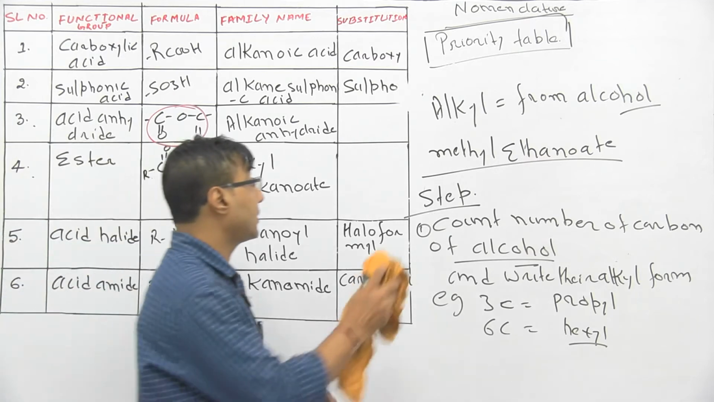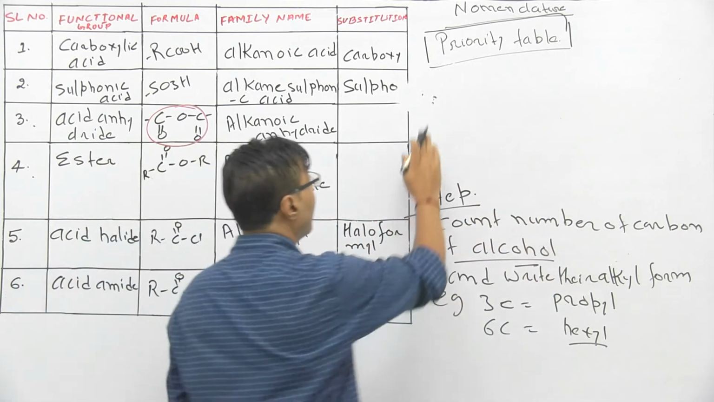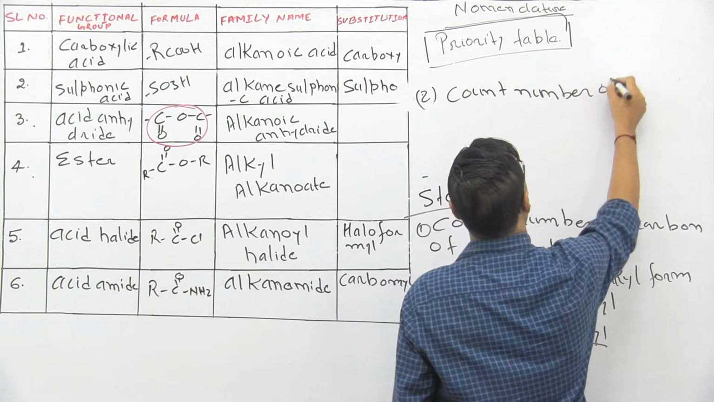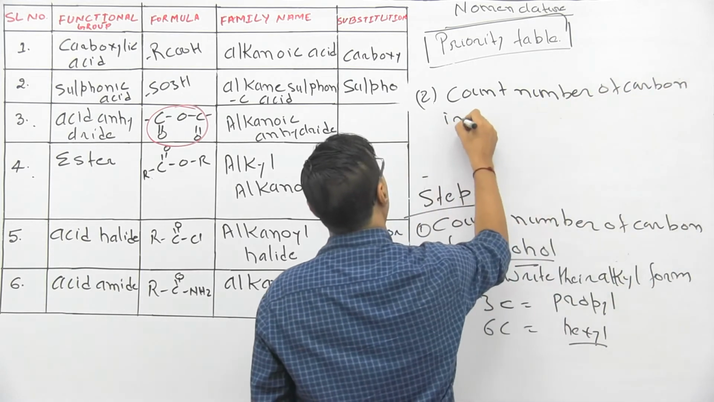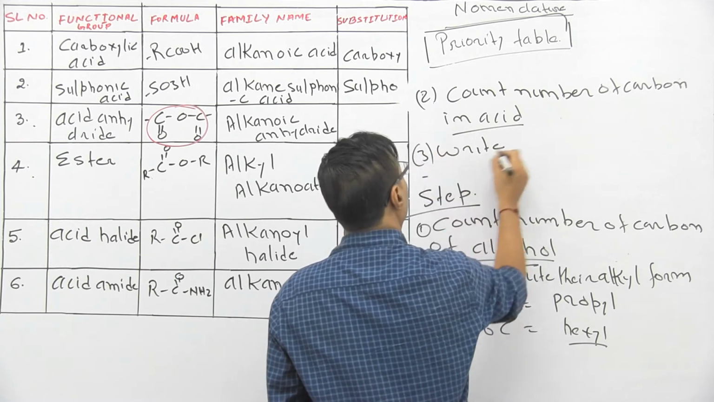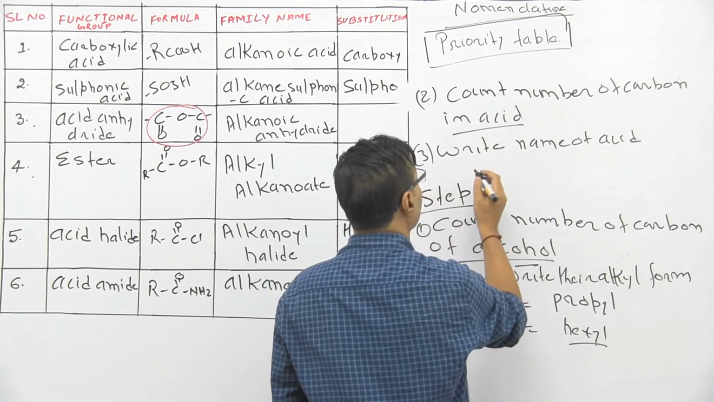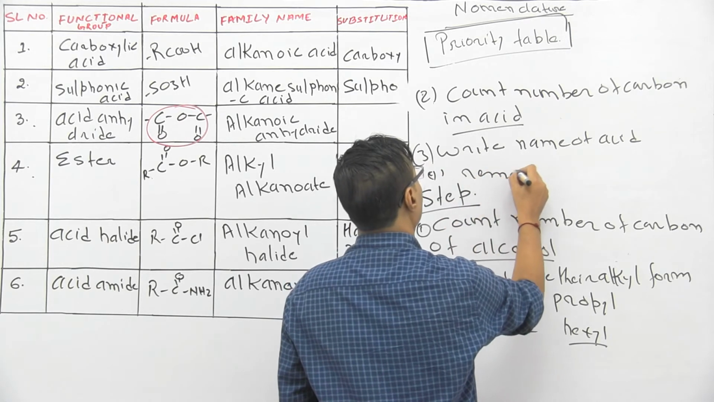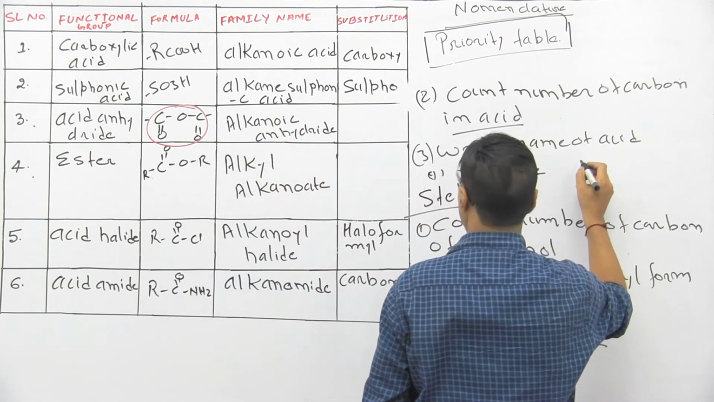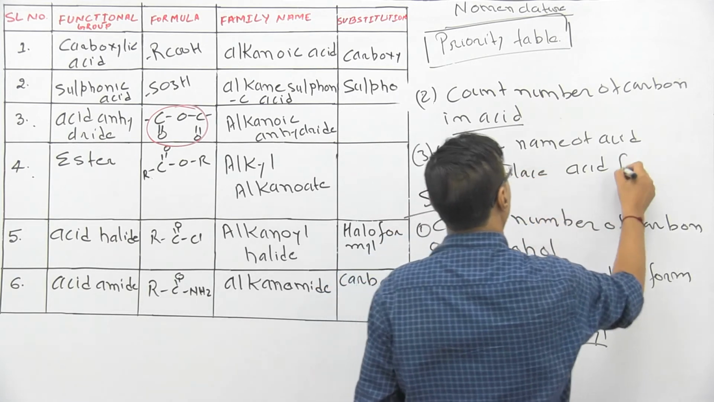In the second step, count the number of carbon in acid, write the name of acid, remove acid, replace acid from anhydride.